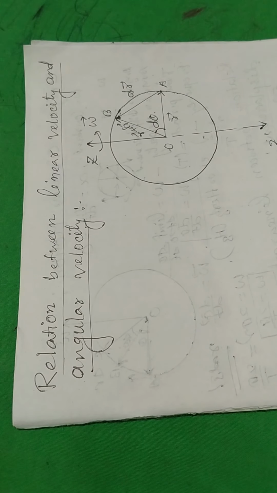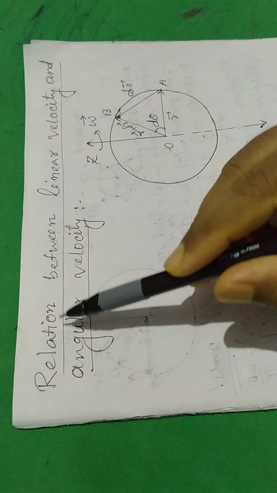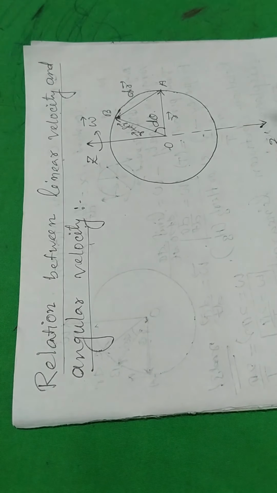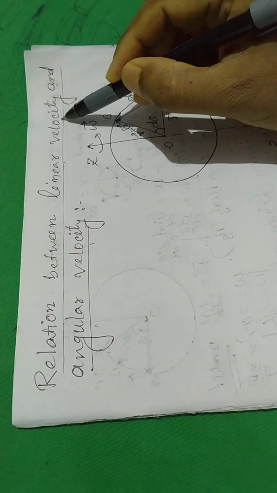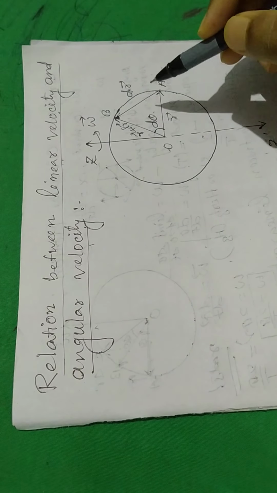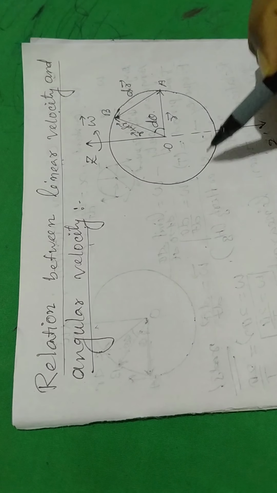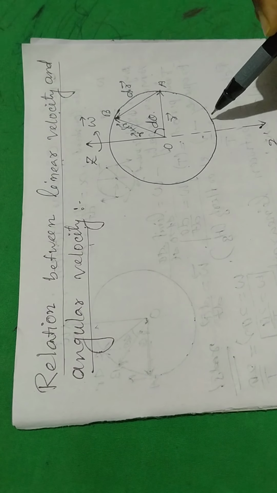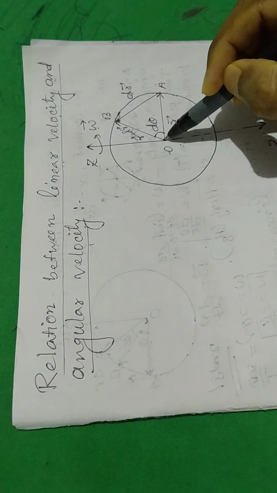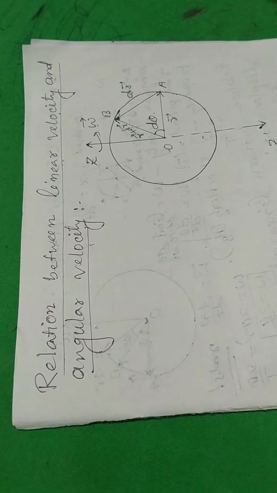Hello student. Now I am going to make a relation between linear velocity and angular velocity. Already I have discussed linear velocity and angular velocity. We will make a relation between them. You see the diagram. Considering that an object is moving along a circular path with angular velocity omega, with center O as shown in figure.